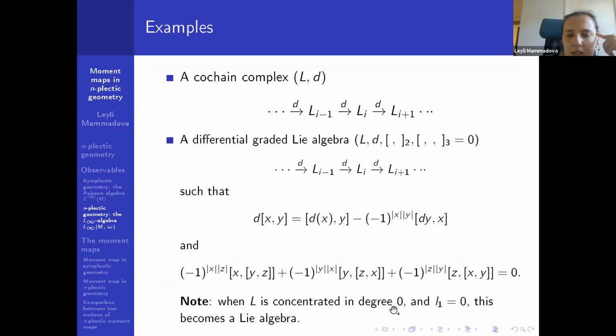And the Lie algebra case is covered by just taking L to be a non-graded, just an ordinary vector space. Oh, sorry, typo. This has to be D. So if D is 0, it becomes a Lie algebra, just a Lie algebra. Do we really need that actually? Well, D will be 0 automatically because we don't have anything else. Okay, right.